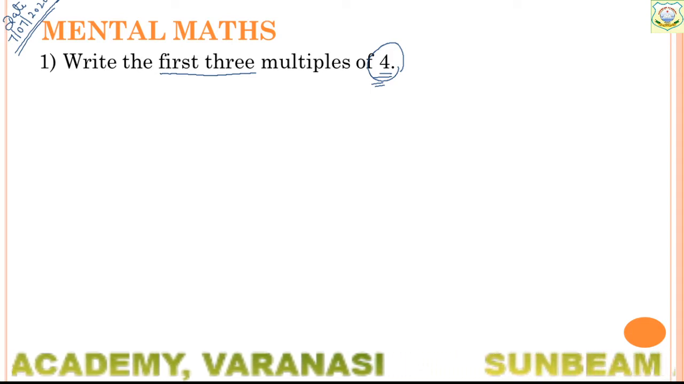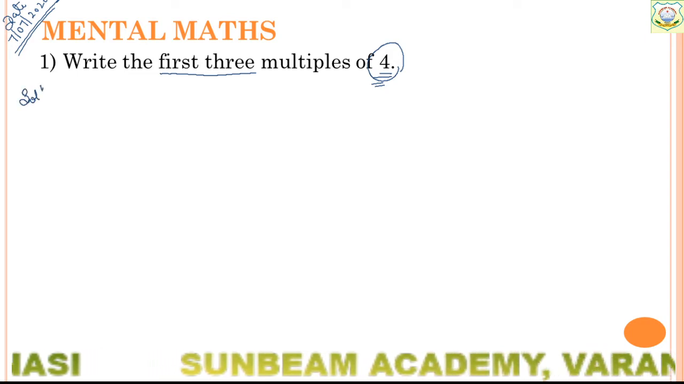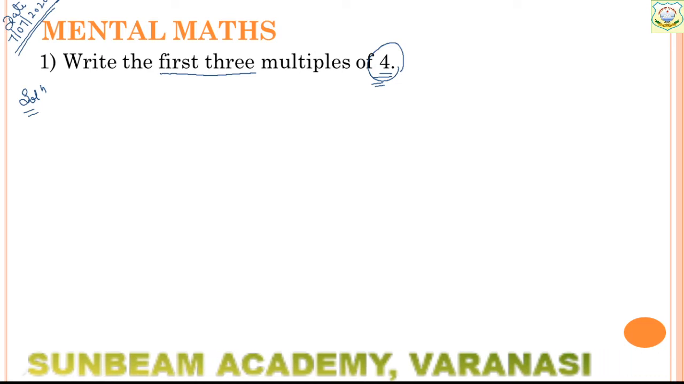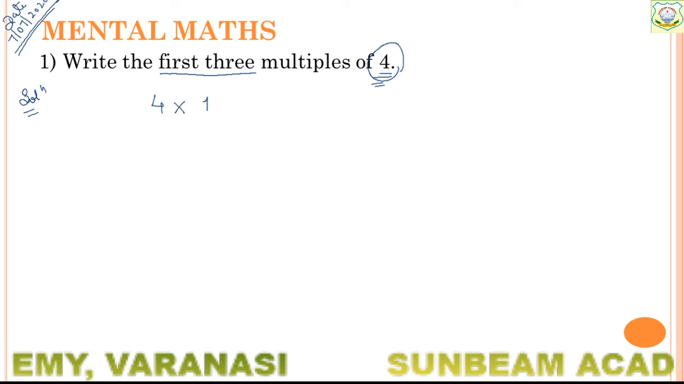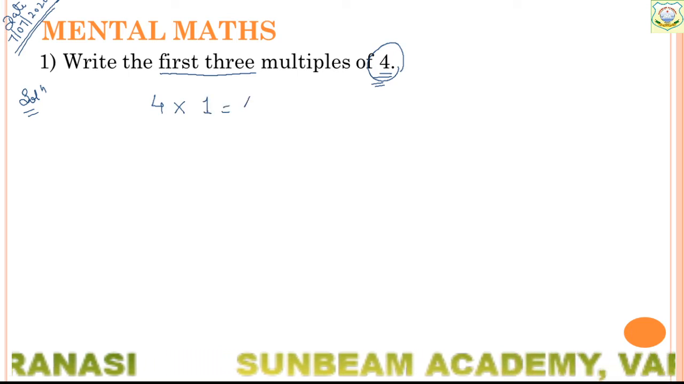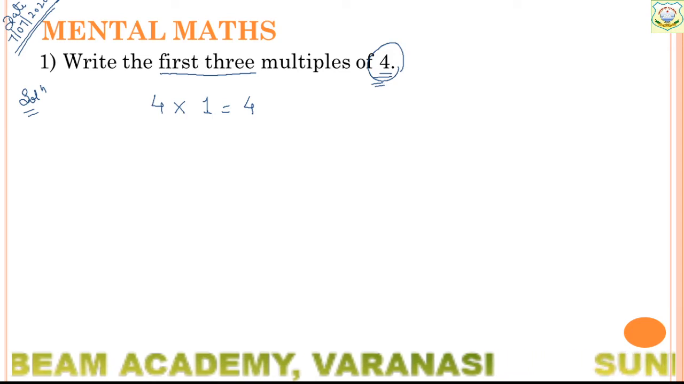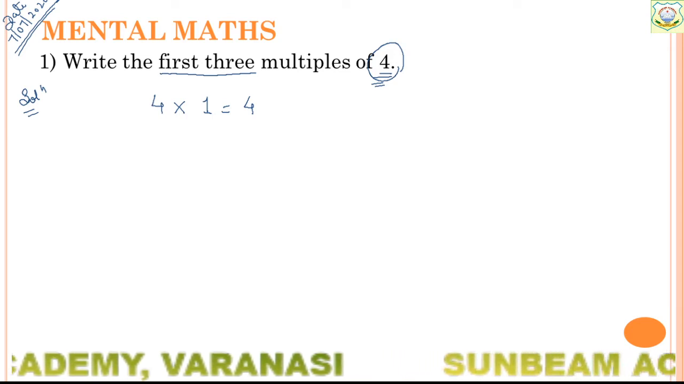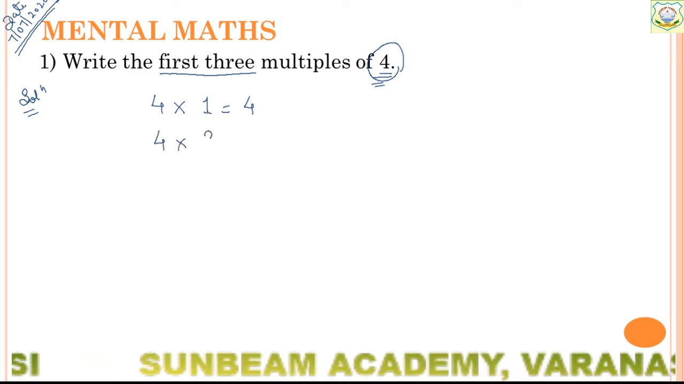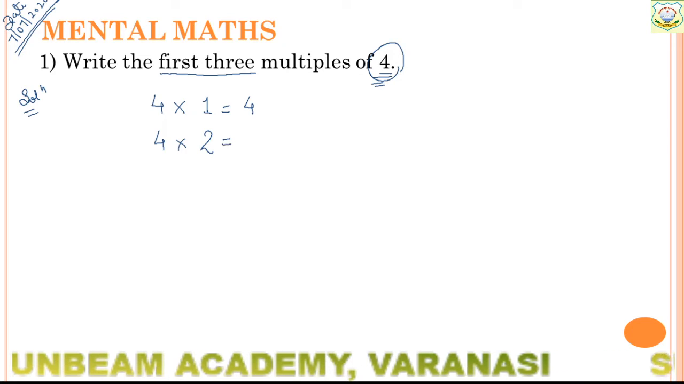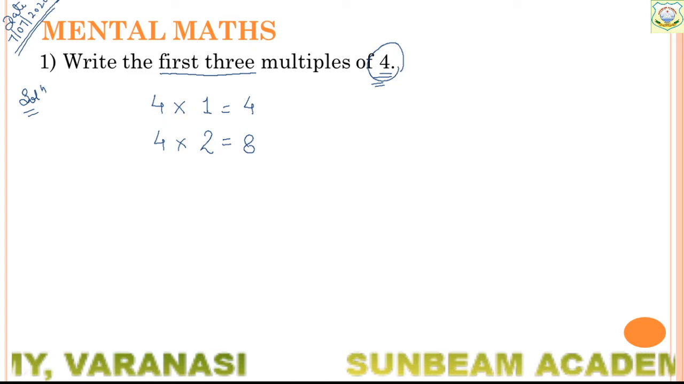Okay. So now after that let's write here solution. Now first take it out. We will write here 4 multiplied by 1, that equals 4. This is the first multiple of 4, or the smallest multiple of 4. Now next we have to find out the second multiple of 4. So 4 multiplied by 2 is 8. Write it down.